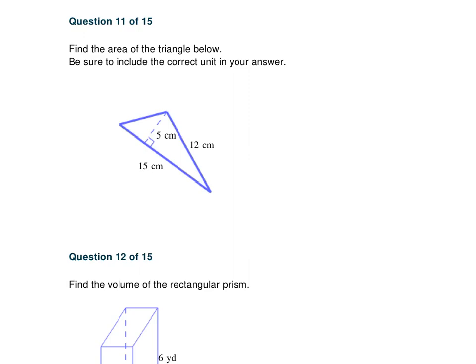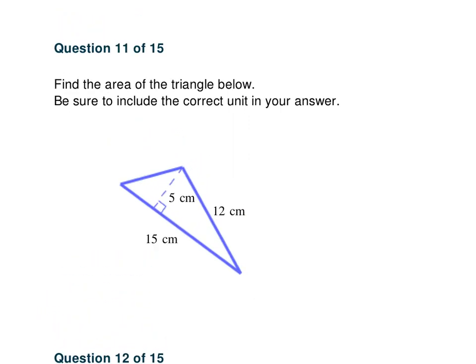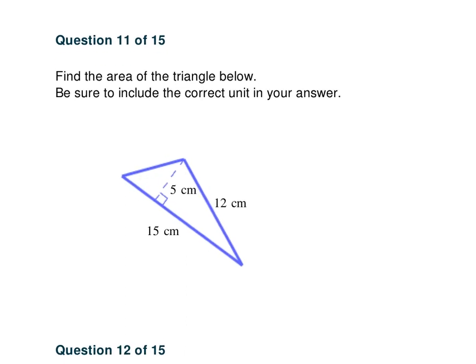Question 11 here is asking us to find the area of the triangle below, and to be sure to include the correct unit in your answer. So if you recall, the unit for area would be units squared. So in this case, our answer will have centimeters squared. And then our area formula for a triangle is area equals 1/2 the base times the height.